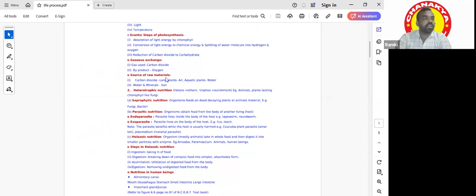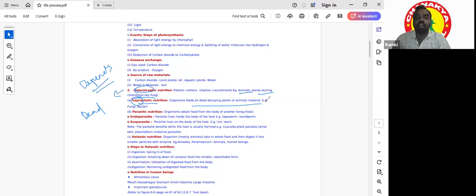Then you just see the different modes of nutrition here. The first one is heterotrophic mode of nutrition. If an organism depends on other organisms, that is called heterotrophic mode of nutrition. Examples: animals, plant eating, and plants lacking chlorophyll like fungi. The first one is saprophytic. Sapro means dead and decayed organism. An organism which feeds on dead and decayed organisms is called a saprophytic organism, and that mode of nutrition is called saprophytic nutrition.